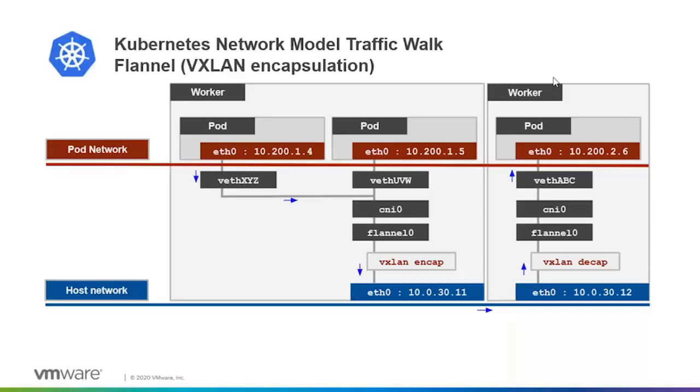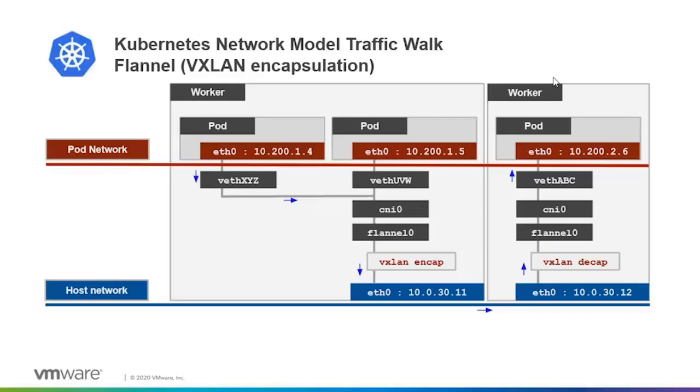To level set, here is a simple Kubernetes 2-node cluster with 2 worker nodes. The hosts are denoted as S0 at the bottom. We have 10.0.30.11 and 10.0.30.12, the 2 worker node hosts. And then we have pods on top of it in the 10.200/16 range.